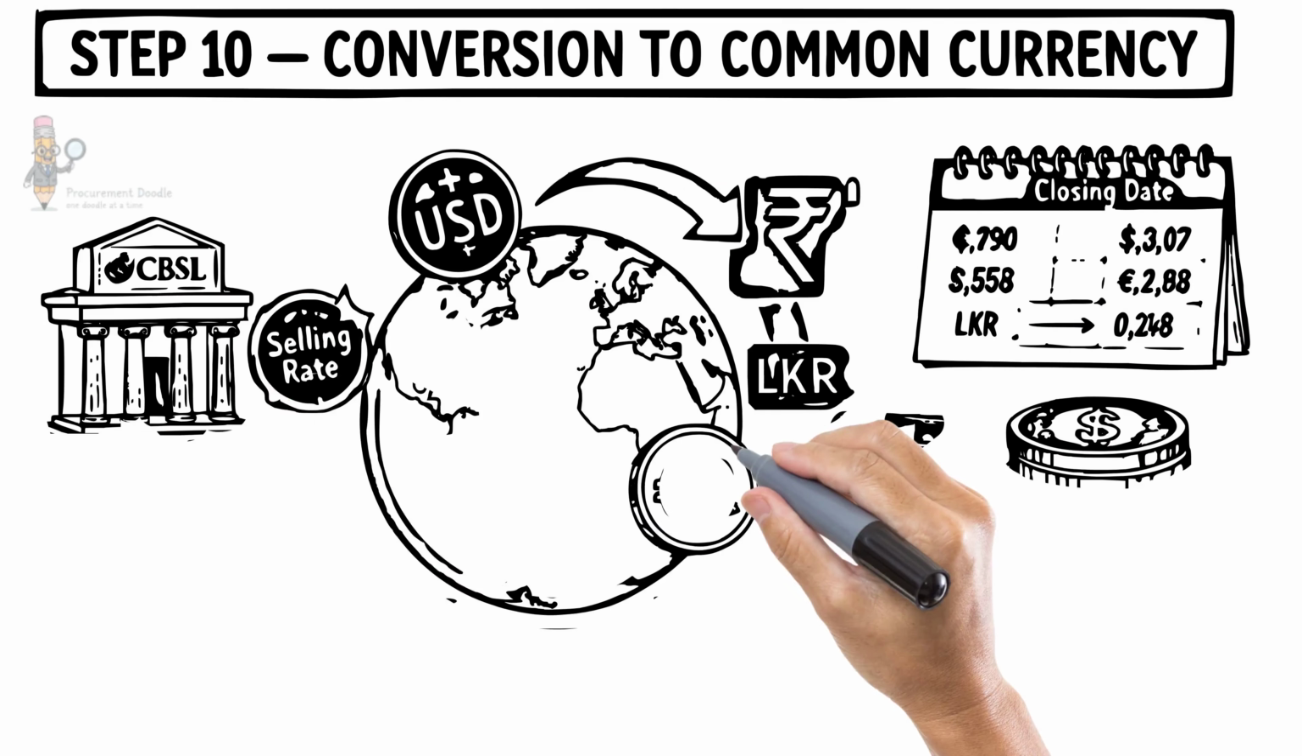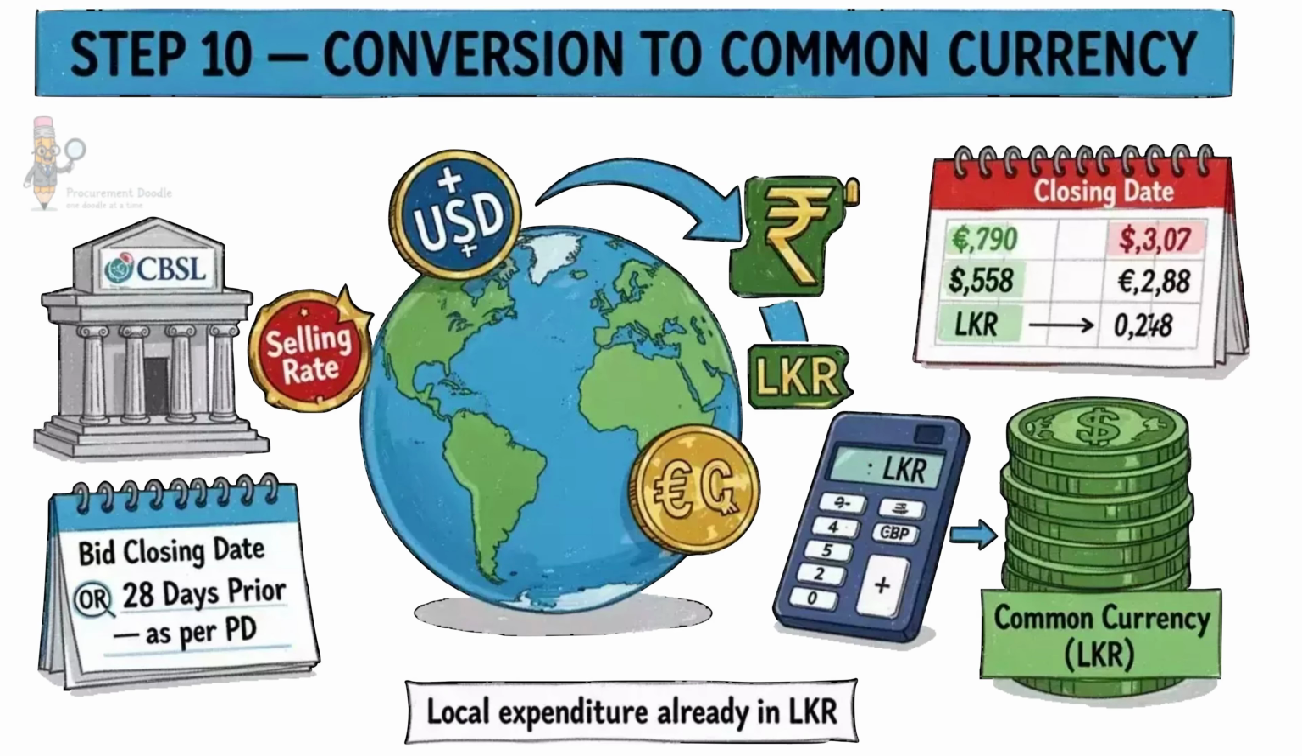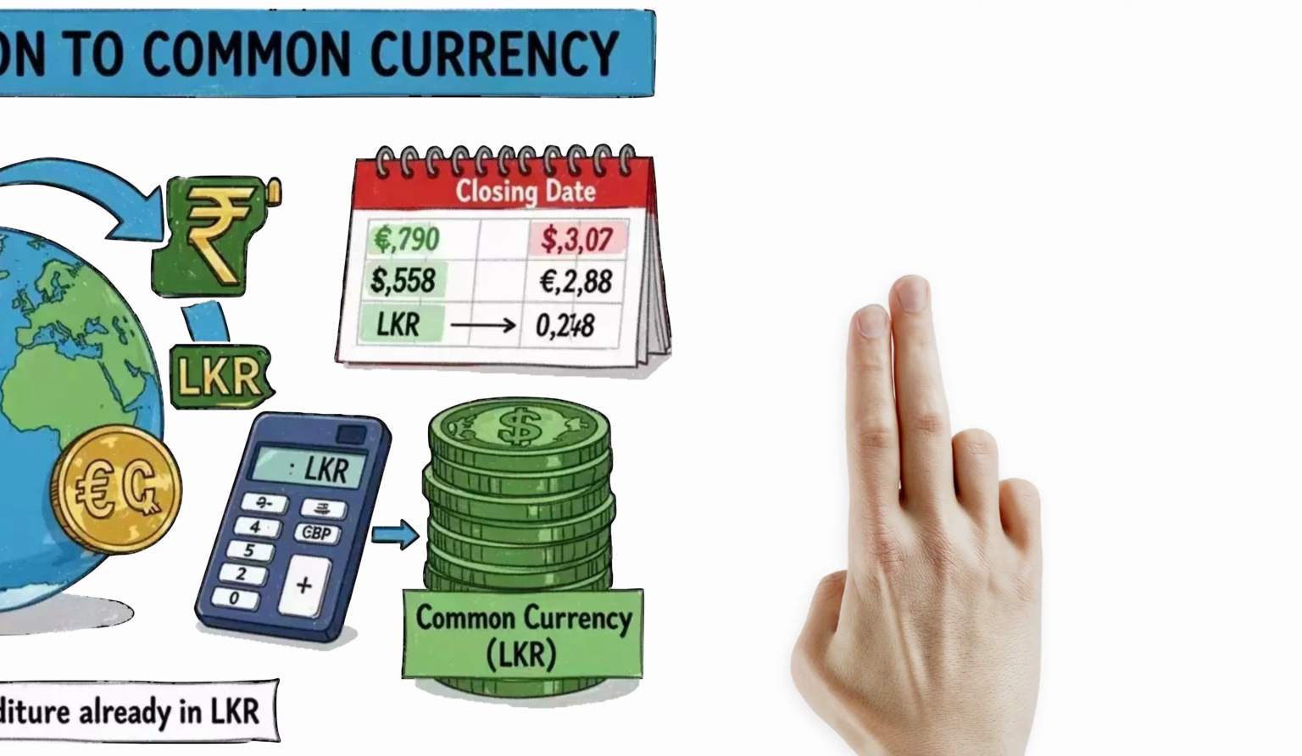Bidders may quote in up to 3 foreign currencies. The committee uses the central bank's selling exchange rate on the bid closing date, or 28 days prior, as defined in the procurement documents. All foreign amounts are converted to Sri Lankan rupees for fair comparison. Any local expenditure is already in rupees.